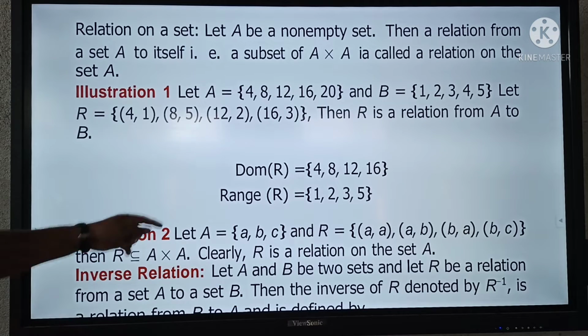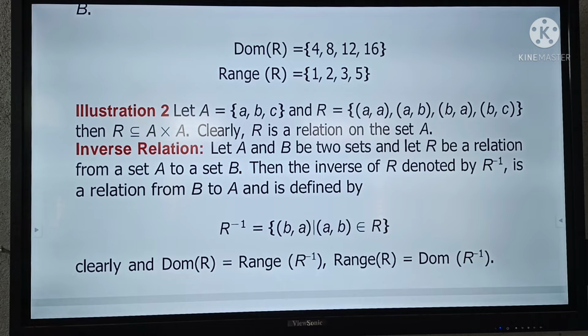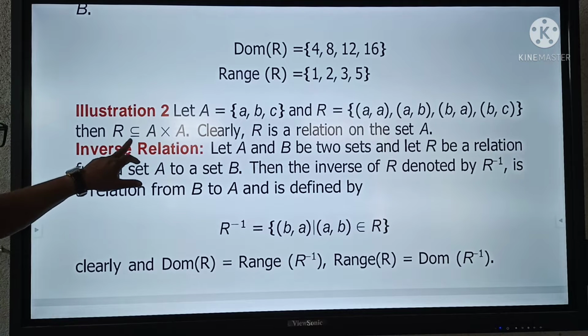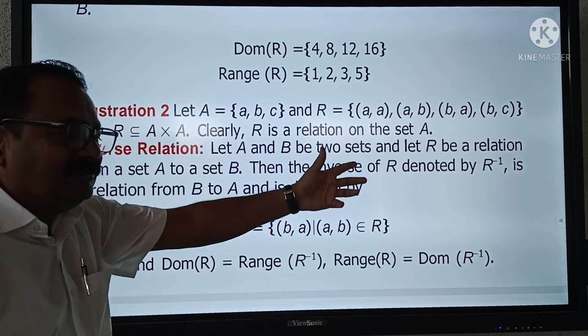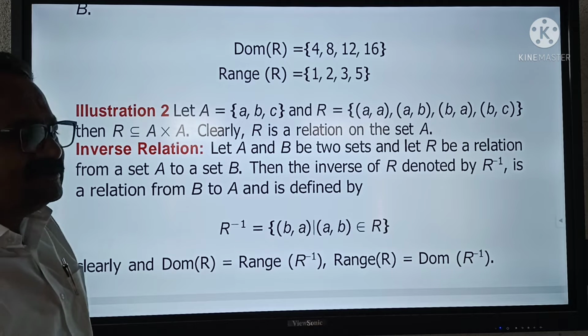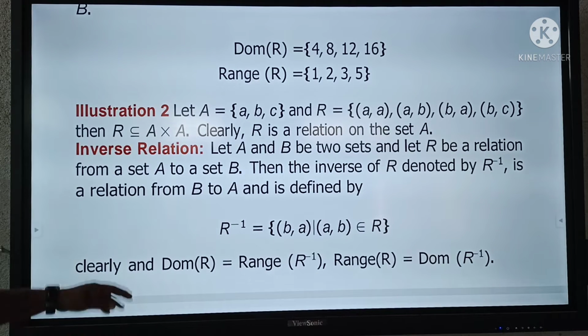What is meant by domain and range? So A is {a, b, c} and R is a relation from A to A. We call this an A to A relation, that is A cross A. R is a relation, R is a subset of A cross A. R is a relation on the set A. We say that, so there is no need to say it is a relation from A to A; we only say R is a relation on set A. So this is the relation (a, b), (b, a), (b, c) in this way.